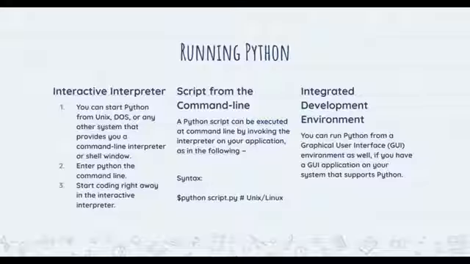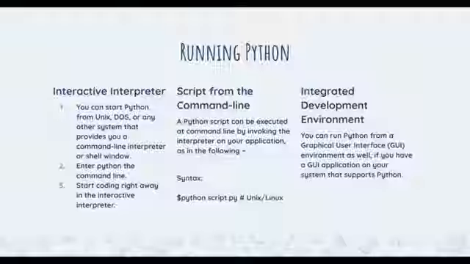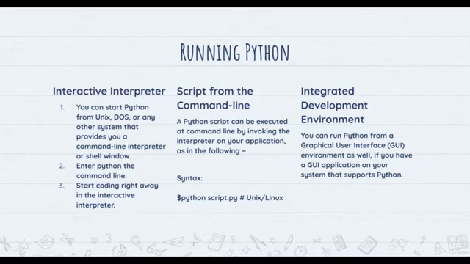And the next one is the integrated development environment. This means you can run Python from a GUI, that means graphical user interface environment as well. If you have a GUI application on your system that supports Python, for example, on Unix, IDLE is the very first Unix IDE for Python. And on Windows, PythonWin is the first Windows interface for Python and is an IDE with a GUI. And followed by Macintosh, the version of Python along with the IDLE IDE is available from the main website.